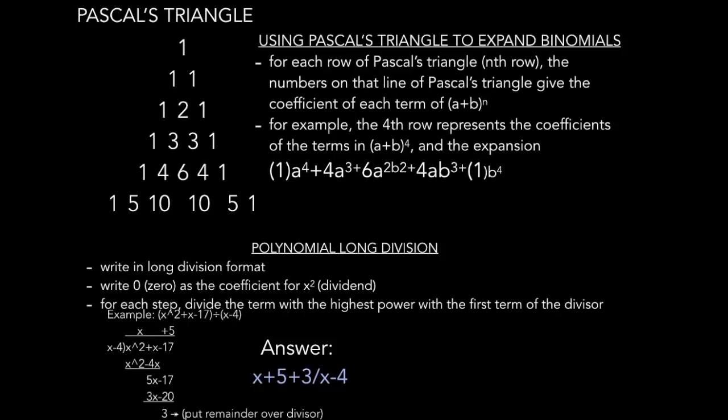When doing polynomial long division, write the polynomials in long division format and write 0 as the coefficient for x squared, which is your dividend. For each step, divide the term with the highest power by the first term of the divisor. This shows an example of a polynomial long division problem.